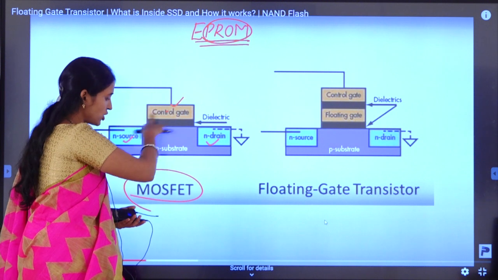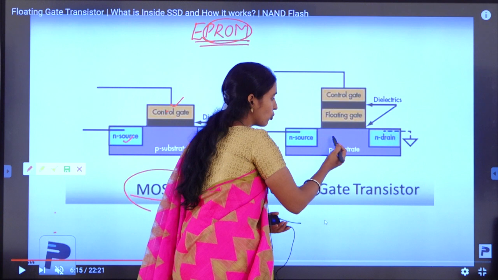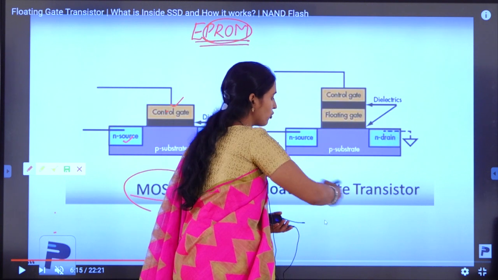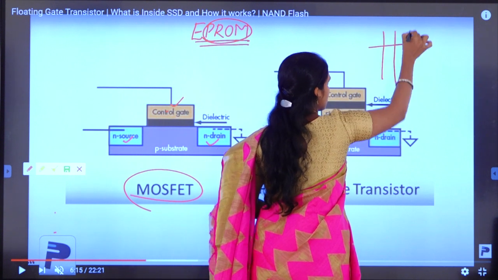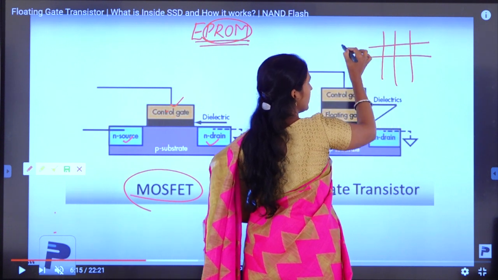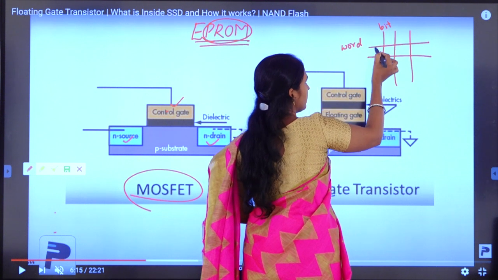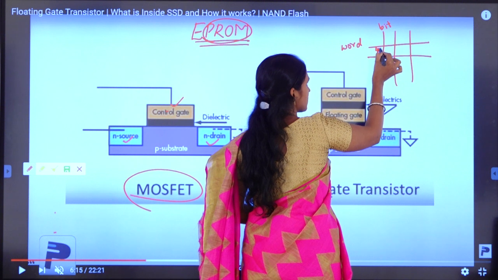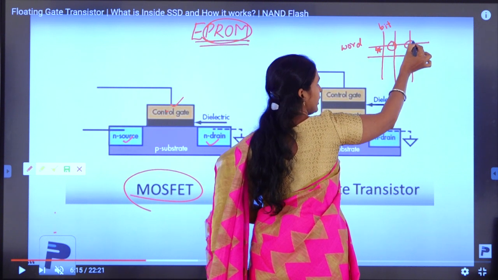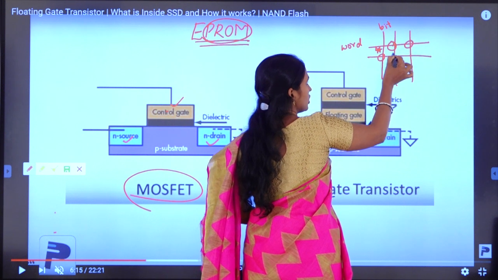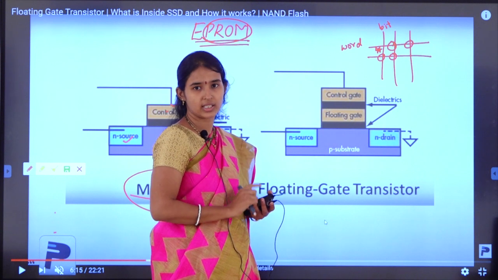You know the operation of the MOSFET. Now coming here, whereas in EEPROMs, each bit is stored with the help of floating gate transistors. You will have a floating gate transistor at every interconnection between a word line and a bit line. Here also you will find a floating gate transistor, and here also. So one floating gate transistor is going to store only one bit of data.